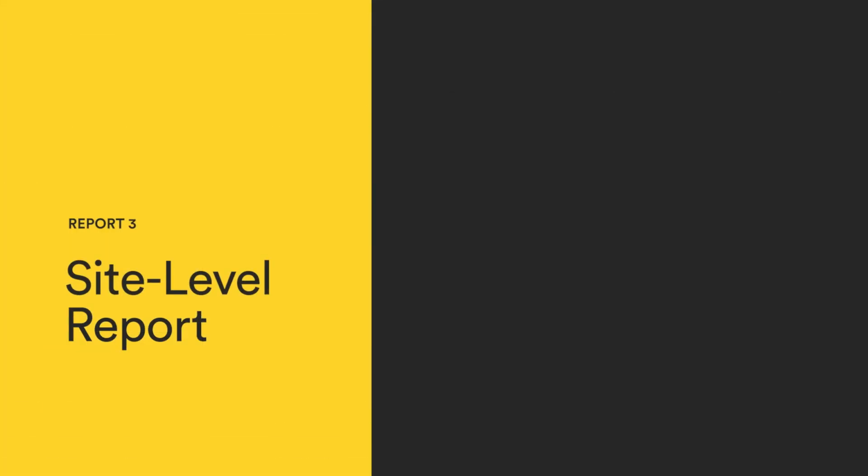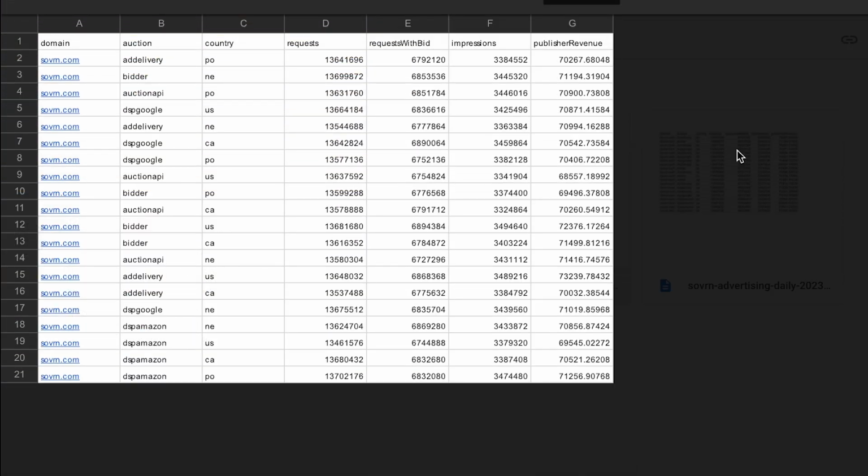and publisher revenue. The third report is a site level report if you have multiple sites with Sovrn. Right now, you can see in this mock data, we only have sovrn.com. But again, it's going to give me that breakdown at the domain level, again, with auction, country, requests, requests with bid, impressions, and publisher revenue.